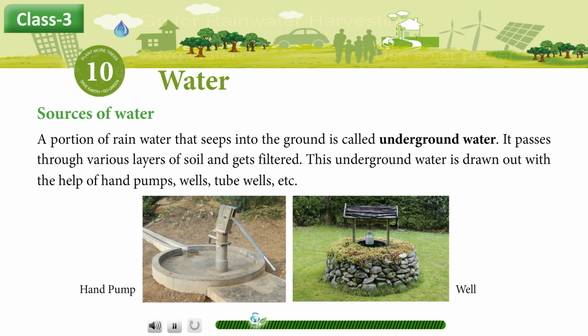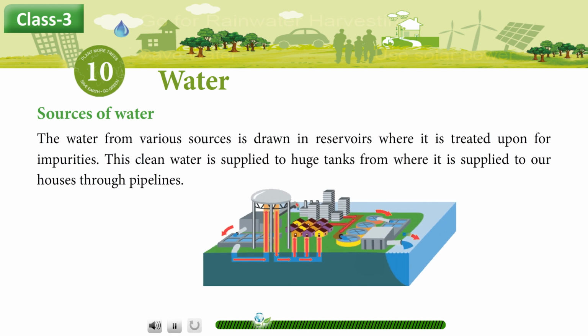This underground water is drawn out with the help of hand pumps, wells, tube wells, etc. The water from various sources is drawn into reservoirs where it is treated for impurities. This clean water is supplied to huge tanks, from where it is supplied to our homes through pipelines.